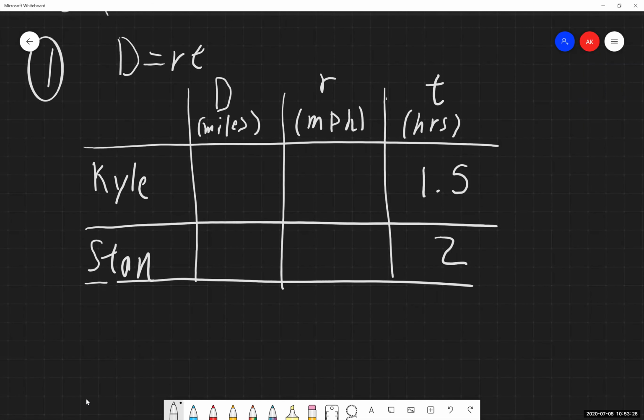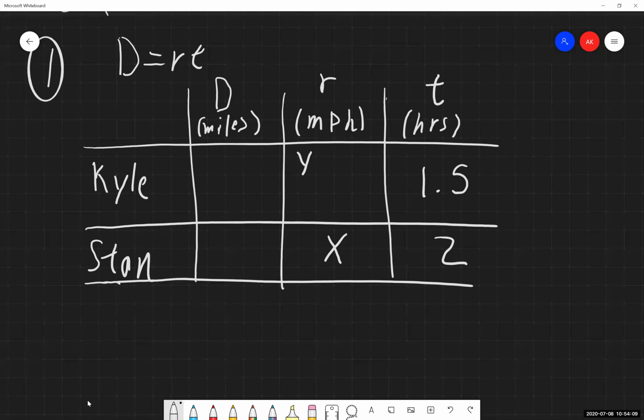Now, looking at the speed column, trying to find out how fast each of them went, what information in the problem gives us anything related to the speed? We're told Kyle's speed is 7 miles per hour faster than Stan's speed. So we have two different values in here. And if you want to set up two equations with that, you're welcome to do that as well. So I'm going to let the speed for Stan be represented by x. I don't know what that speed is going to be. And I'm going to let the speed of Kyle be represented by y, because it's another unknown.